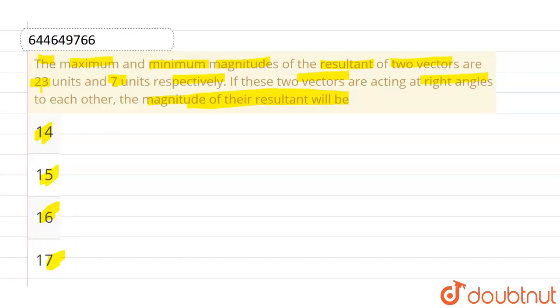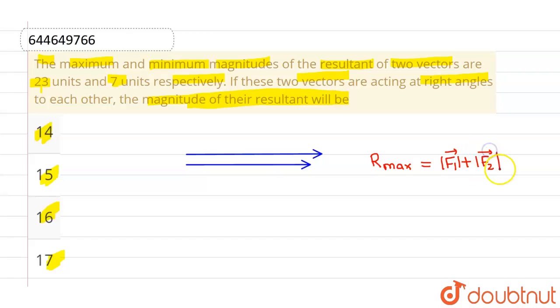Now we know that for two vectors, the maximum resultant comes out when they are acting in the same direction. Let's say this is f1 direction and this one is f2. This one is f1 vector and second one is f2 vector. So in this case, resultant max comes out to be magnitude of f1 vector plus magnitude of f2 vector. So this is the direct addition of their magnitudes.